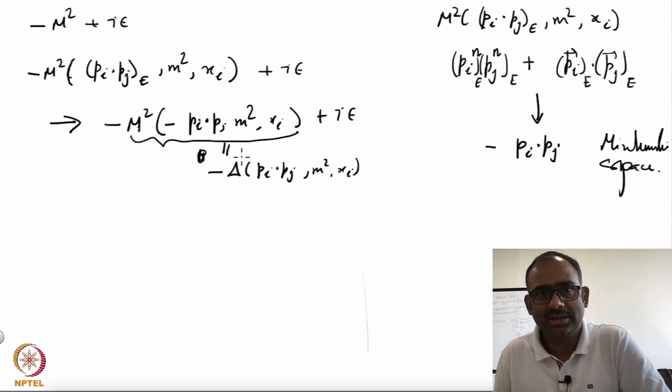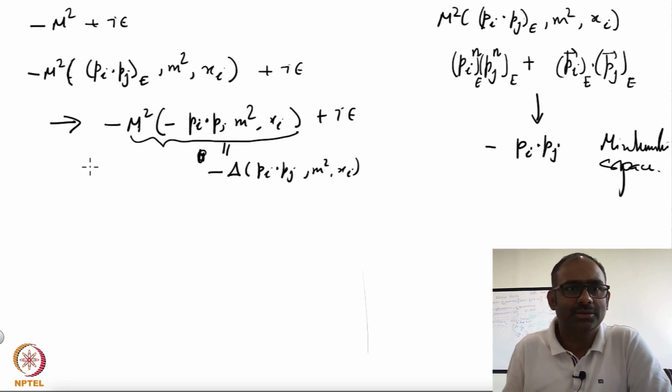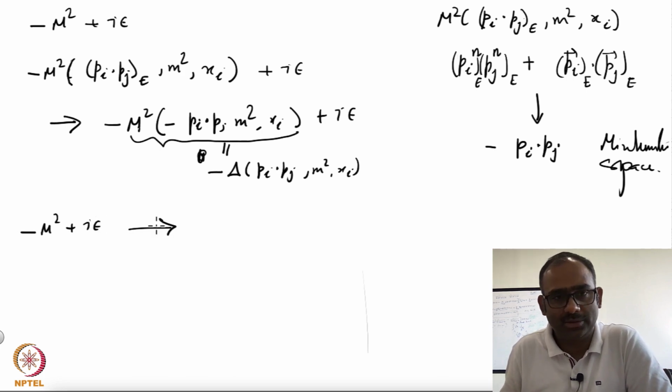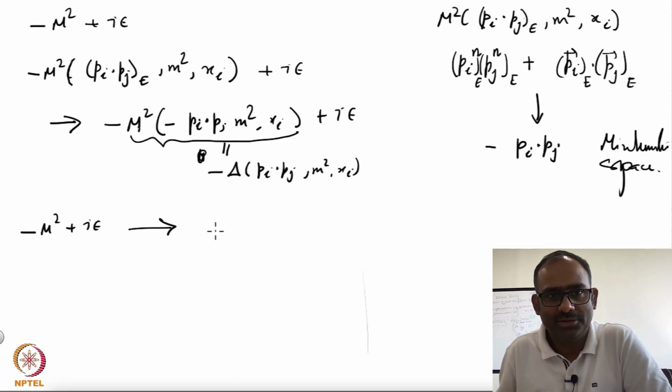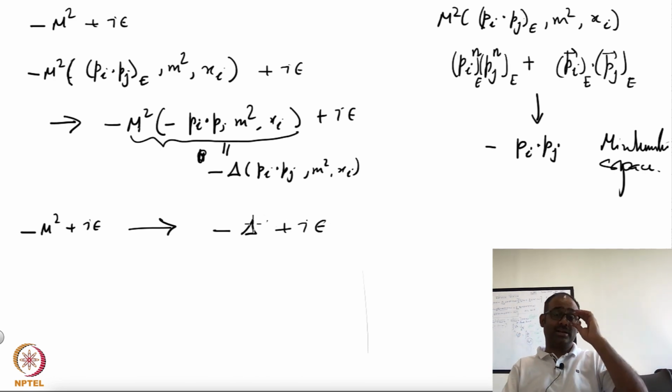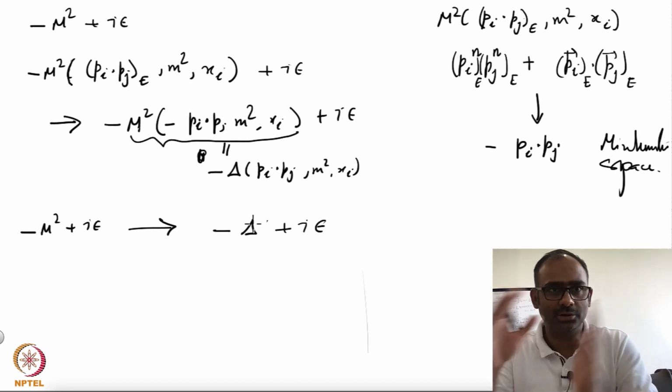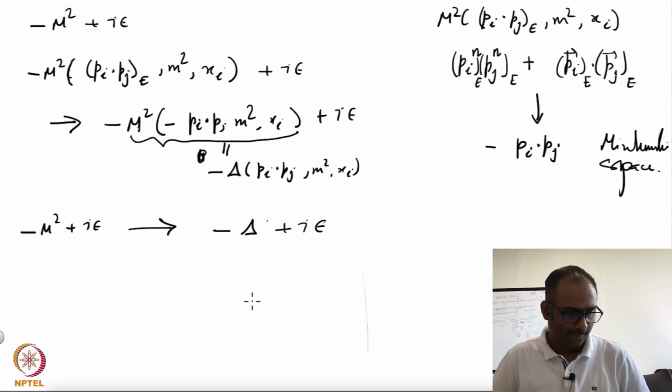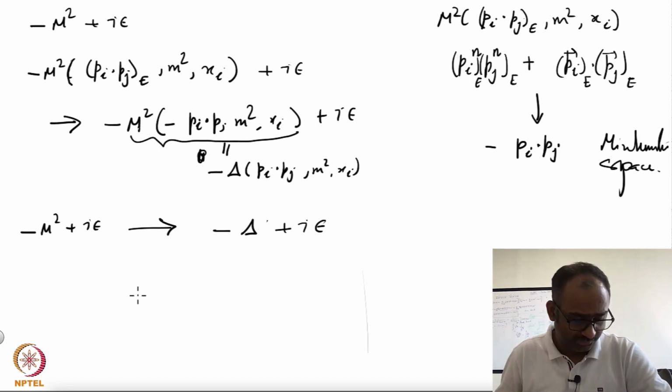So, what is delta? Delta is the continued version of m square to theta equal to 0. Whatever the functional form of m square is, that is what I am calling delta. So, minus m square plus I epsilon, after rotating back, gives you minus delta plus I epsilon. And what is delta? Delta is the same function m square continued to Minkowski space.